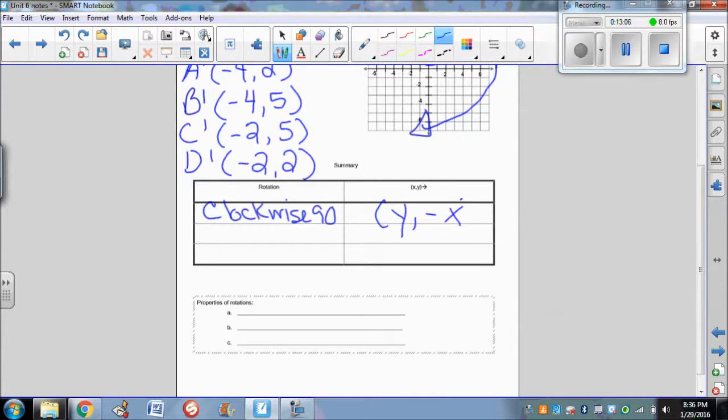For clockwise 90, (x, y) becomes (y, -x). I'm a memorizer, but these always play with my head. Clockwise, I'm going to use those little tick marks so I don't have to write the word clockwise again, 180. What happens to my point? My point becomes (-x, -y). And then what about clockwise 270? Your point becomes (-y, x). Again, you don't have to memorize these as long as you know the trick. Turn your paper, write it down on scrap paper, turn it back, and write it.